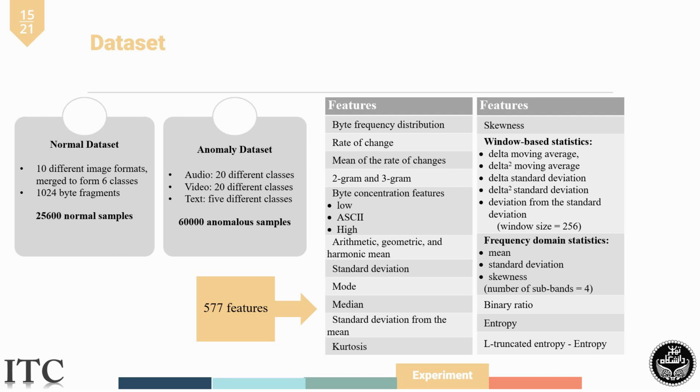We have 25,000 image file fragments. 80% of them are used in the training set. The anomaly data set is composed of audio, video, and text. We have chosen these file fragments to be our anomalous data for the testing phase. A complete set of content-based features is extracted from the fragments, resulting in a 577-length feature set.